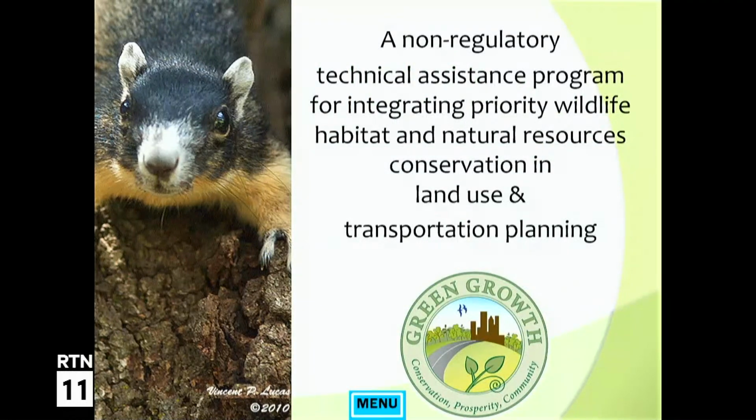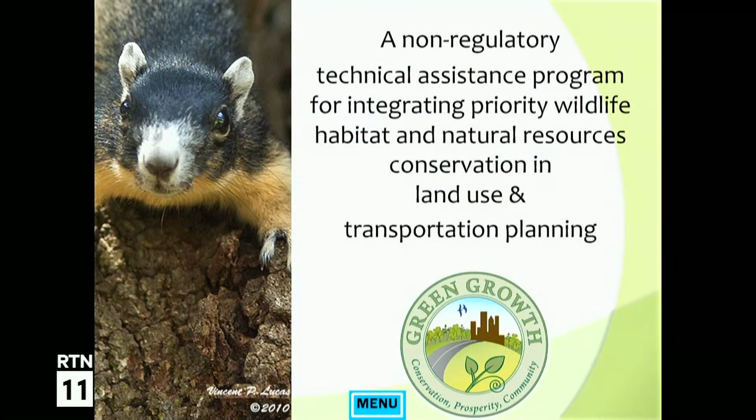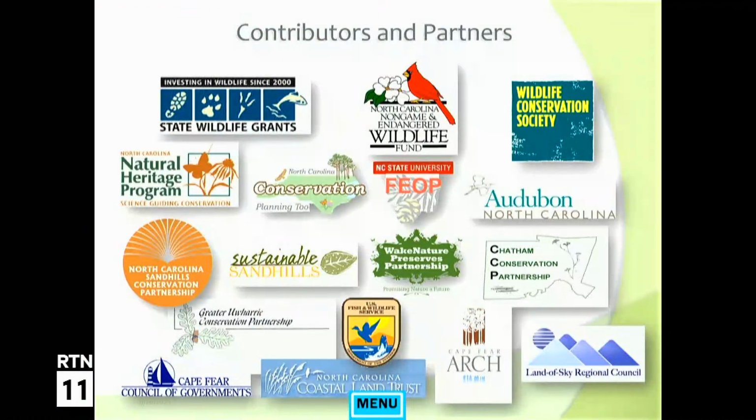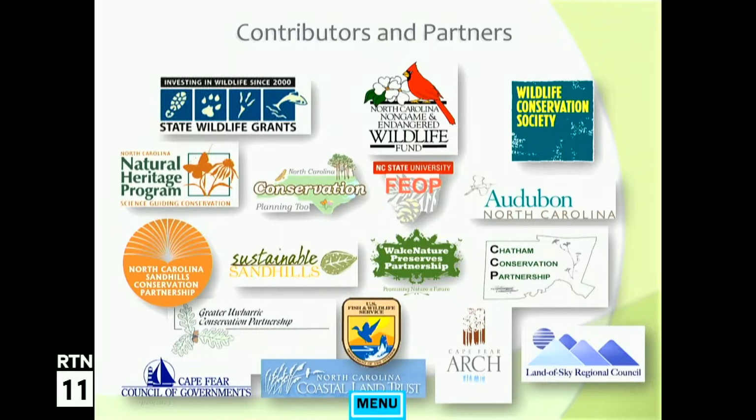So the Green Growth Toolbox is a non-regulatory technical assistance program that's targeting local governments and supporting them in doing conservation-based land use and transportation planning. It was developed in collaboration with many partners, including regional councils of governments, some local governments, as well as nonprofit conservation organizations like the Nature Conservancy, other state agencies, like the Natural Heritage Program, a key partner in developing the tools for the Green Growth Toolbox, and federal agencies as well, like the Fish and Wildlife Service and U.S. Forest Service. But the most important partner that we work with are the local governments that take these tools and implement them in their communities.